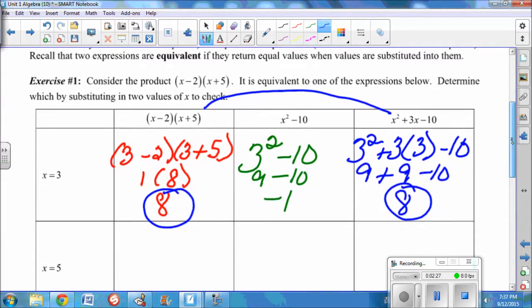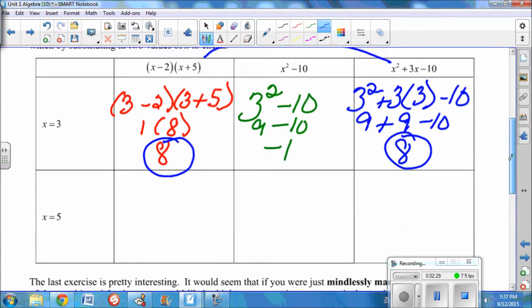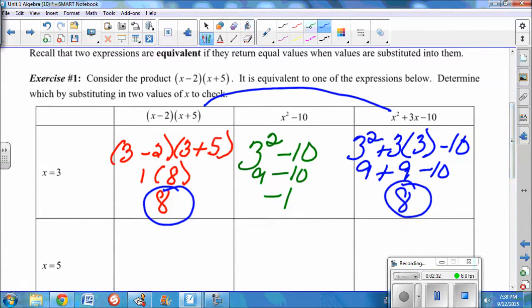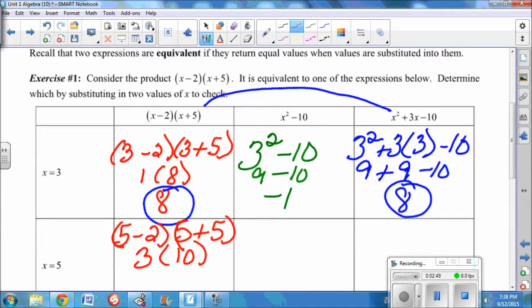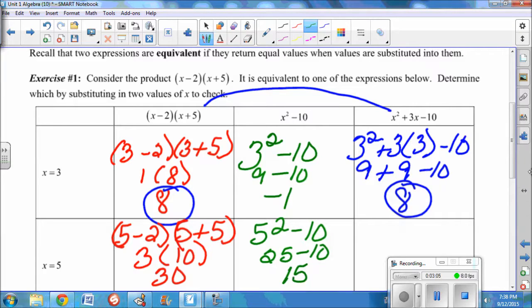We could do a second one. Let's try 5, trying a different number. Do the same thing, plug it into the original. So we say 5 minus 2 times 5 plus 5, and we know that that's 3 times 10, which is 30. Go to the second expression and do the same thing. If we take 5 squared minus 10, that's 25 minus 10, 15, clearly not equal to that 30.